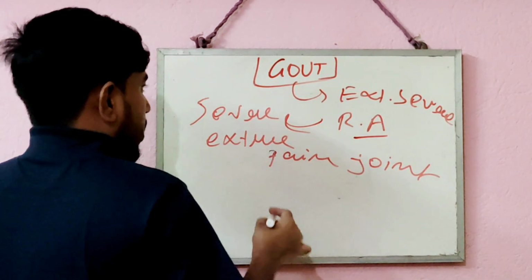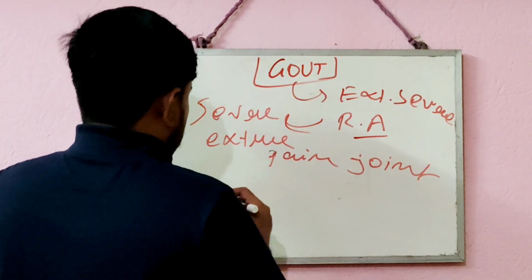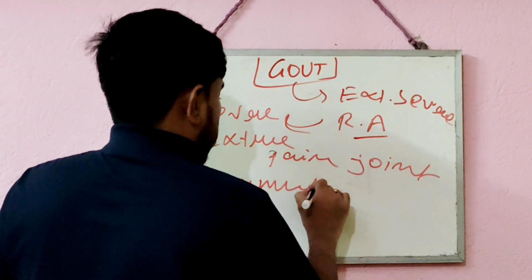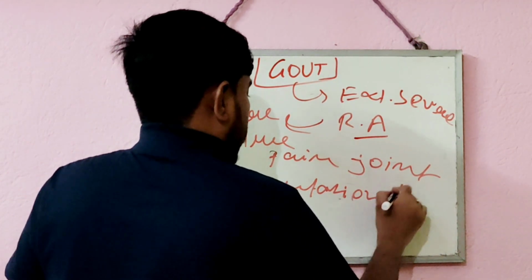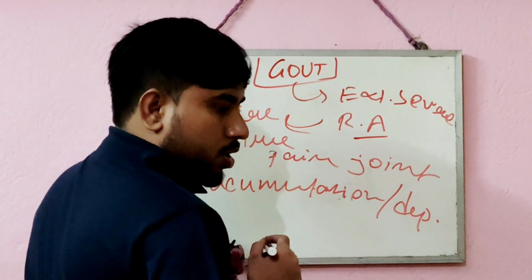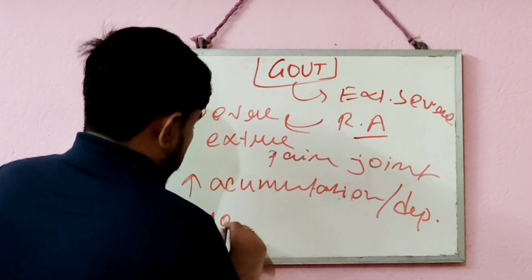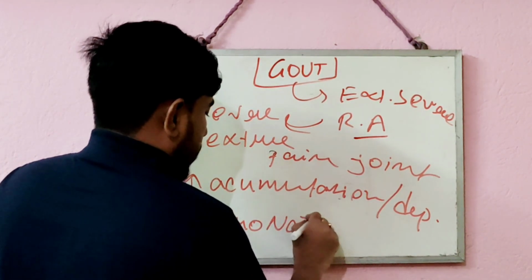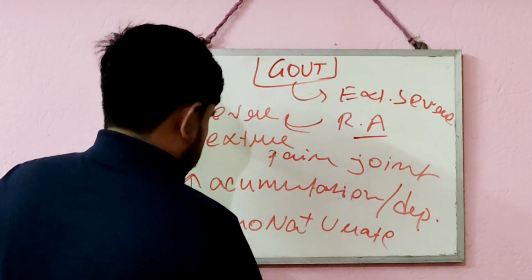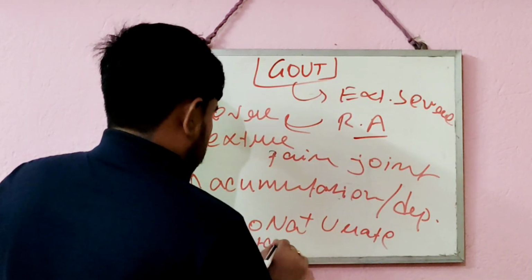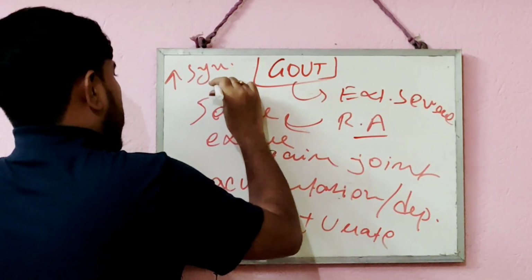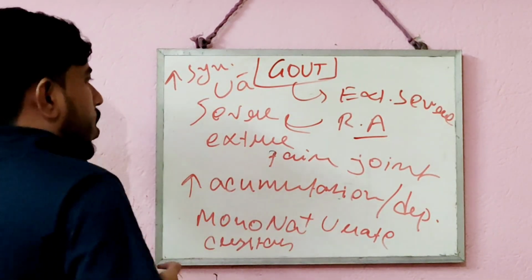Why is GOUT happening? GOUT is happening due to the over accumulation or deposition of monosodium urate crystals due to the over synthesis of uric acid.